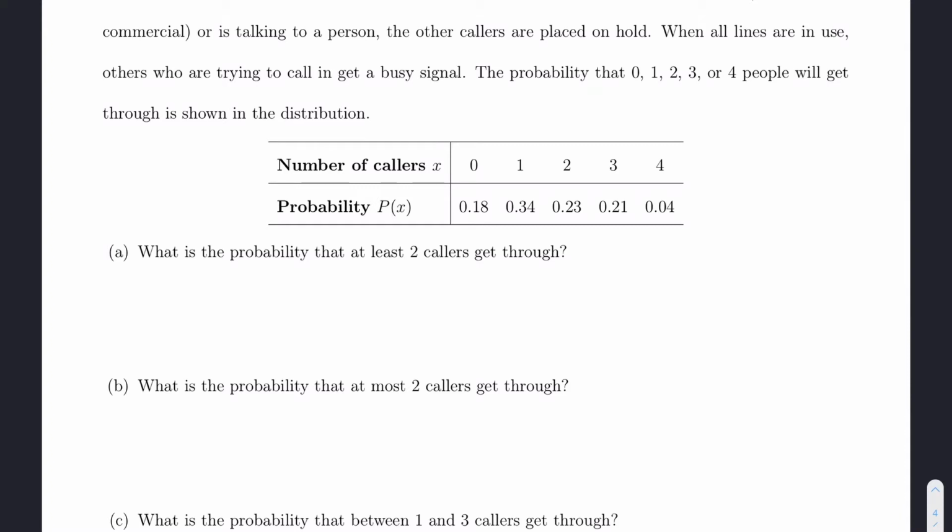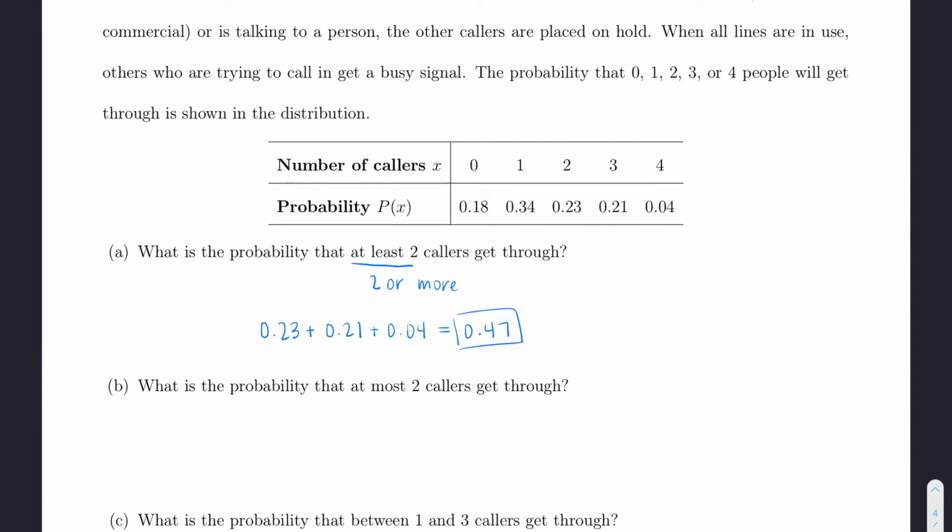So again, when I do at least 2, this is really 2 or more, right? And so here when I do this, I'm going to have 0.23 plus 0.21 plus 0.04, which gives me 0.47.